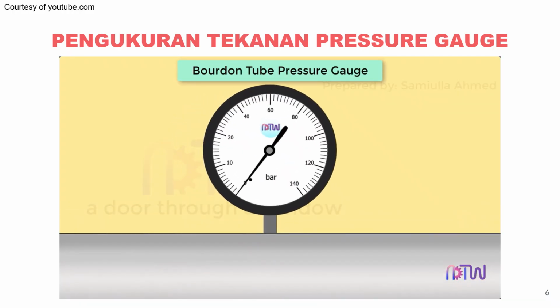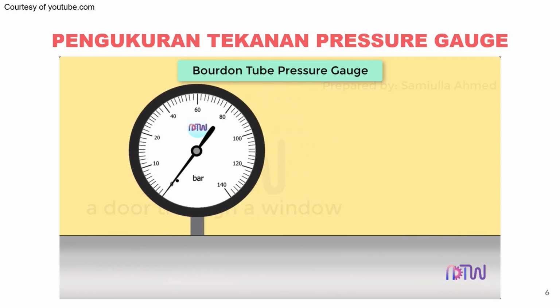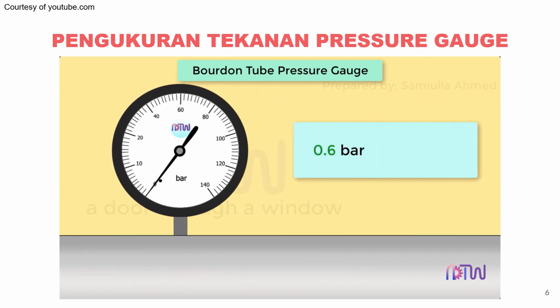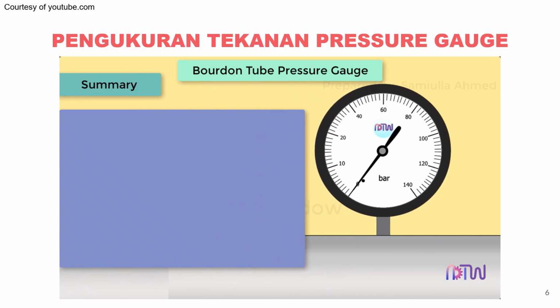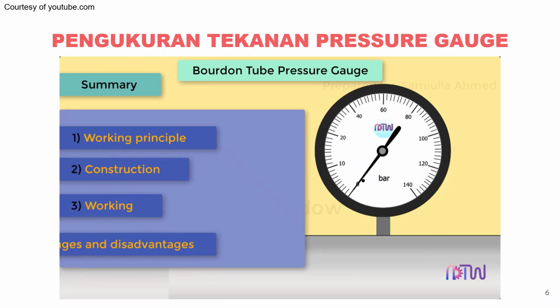Bourdon tube pressure gauge. Bourdon tube pressure gauges are used for the measurement of relative pressure from 0.6 bar to 7,000 bars. They are classified as mechanical pressure measuring instruments and thus operate without any electric power. This video will cover the following: 1. Working principle of the Bourdon tube pressure gauge. 2. Construction. 3. Working. 4.